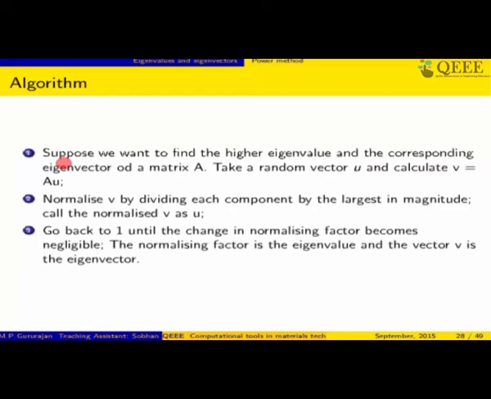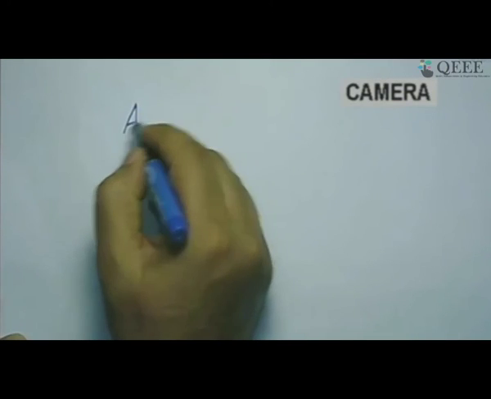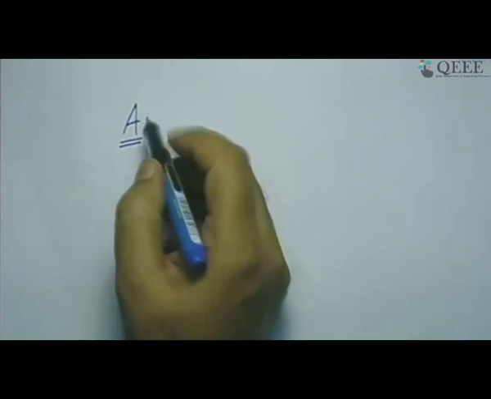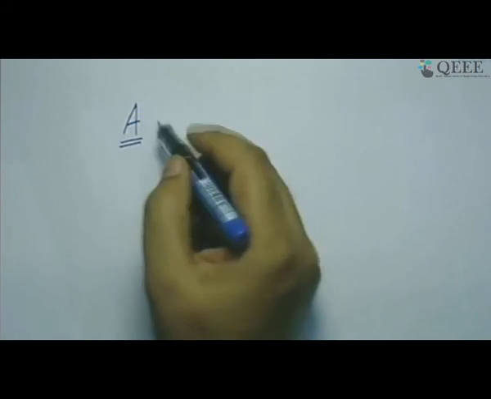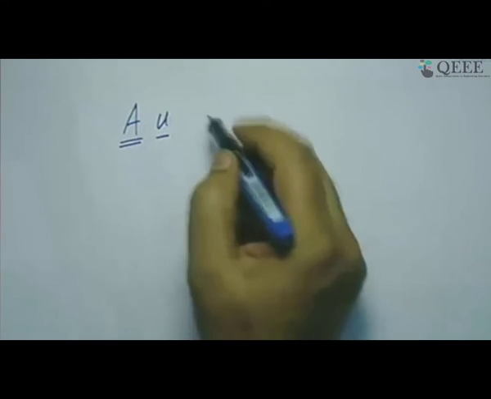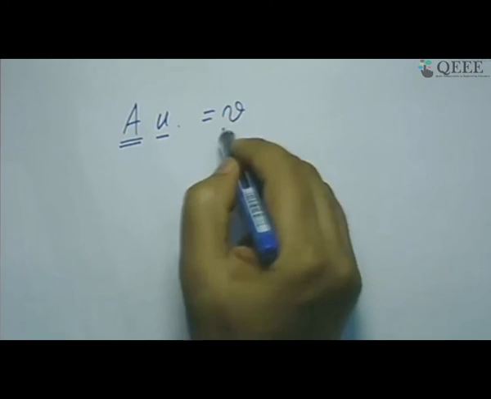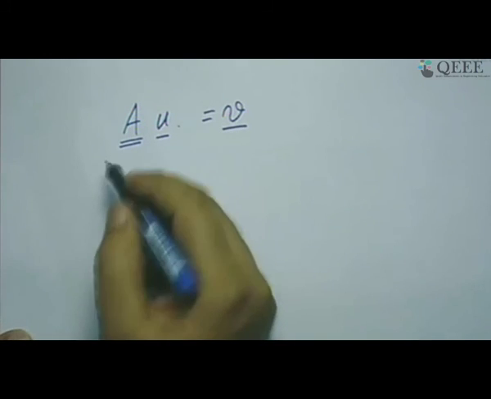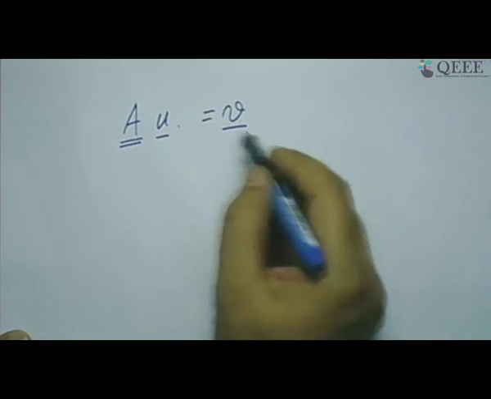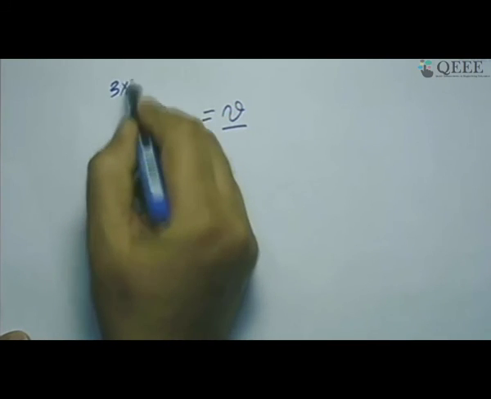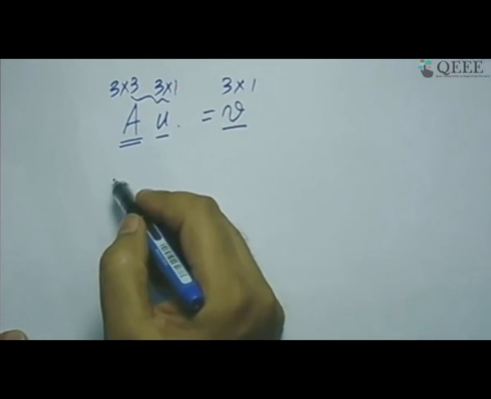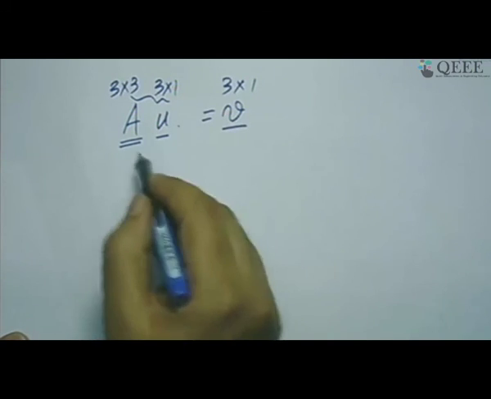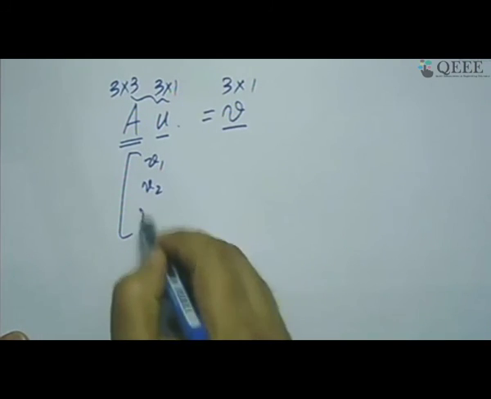So I am trying to find the eigenvectors and eigenvalues for the matrix A. And the power method tells me what is the largest eigenvalue and the corresponding eigenvector for A. How does it do it? You take an arbitrary vector U and act A on it, and you will get a V. Okay. So suppose this is a 3 by 3 and this is 3 by 1. So you will get a 3 by 1. So we will then have V1, V2, V3 like that.